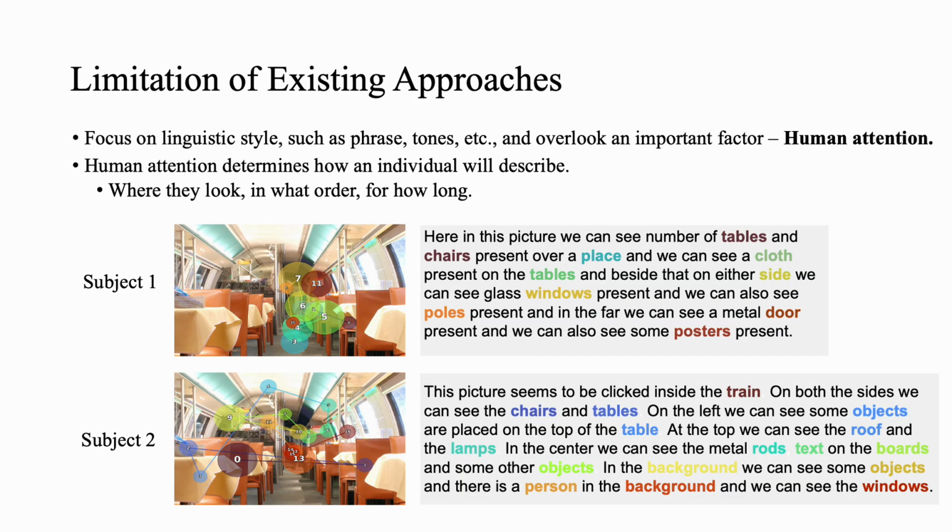Human attention is important for the personalized image description task because it determines how an individual will describe the image. For example, important information like where they look, in what order, and for how long will shape how they describe the image, as shown in the example in the figure.